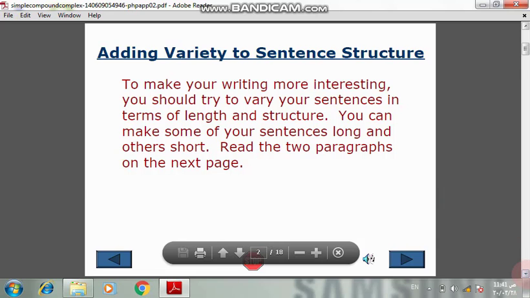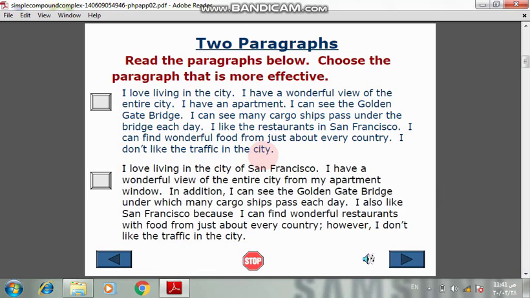Now, we have two paragraphs written in two different ways. This blue one and this black one. Read the paragraph below. Choose the paragraph that is more effective. In other words, we say, engaging or attractive.